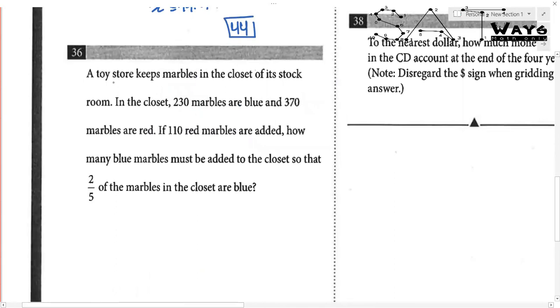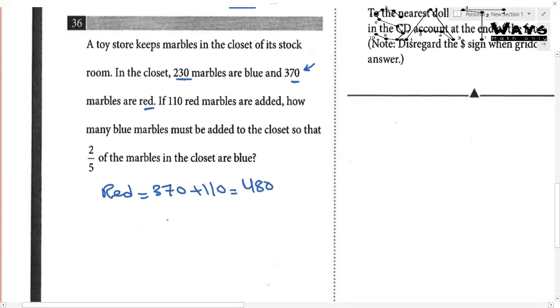36. A toy store keeps marbles in the closet of its stock room. In the closet, 230 marbles are blue, 370 marbles are red. If 110 red marbles are added, how many blue marbles must be added to the closet so that 2/5 of the marbles in the closet are blue? Okay, so we have an original number of blue marbles and red marbles, and we're going to add 110 to the red. So red equals 370 plus 110. This is the new number, which is 480.